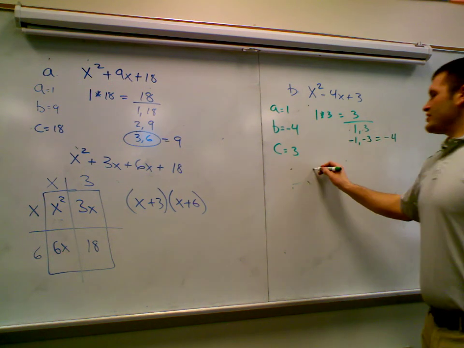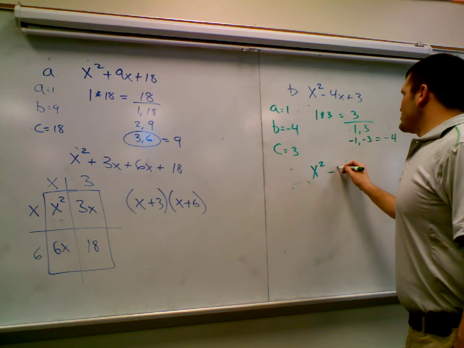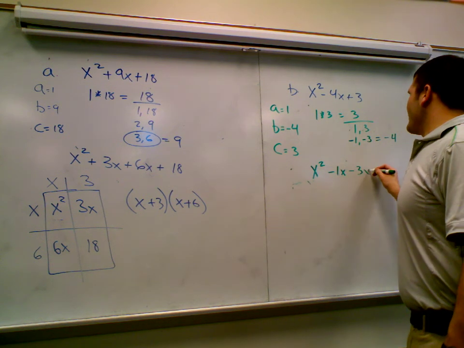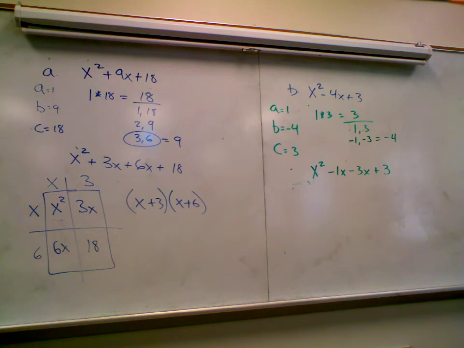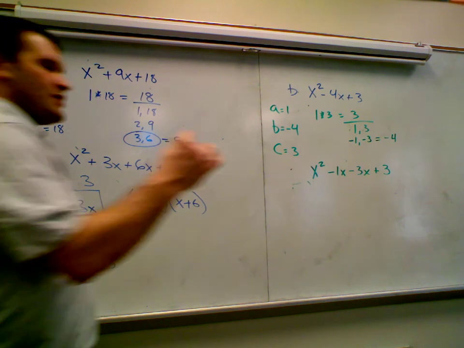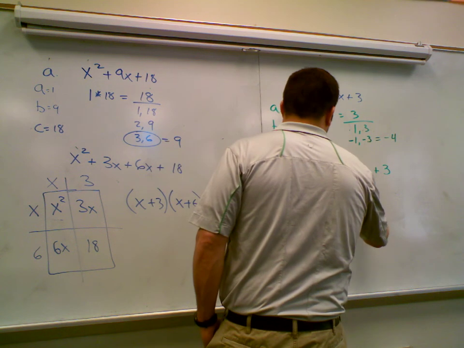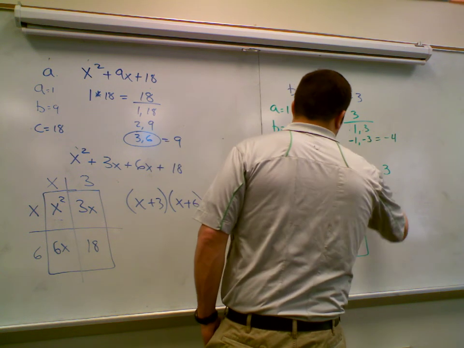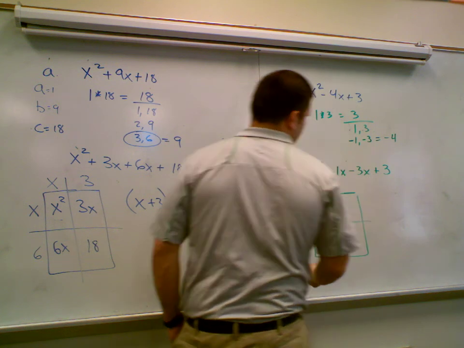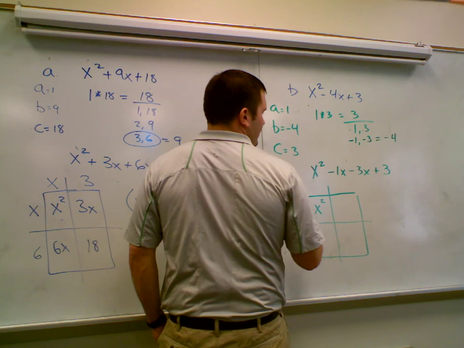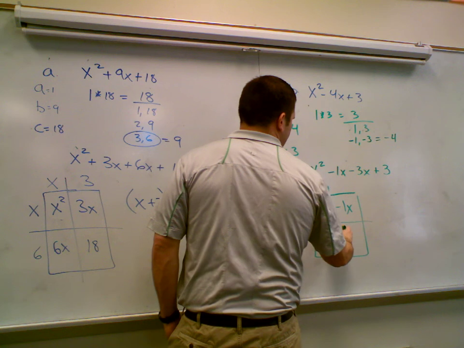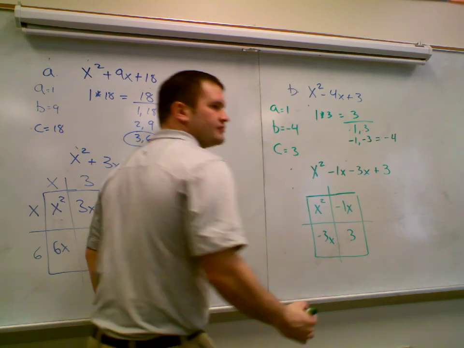So what that means now is that my negative 4 becomes negative 1x, negative 3x, plus 3. Does that make sense, guys? Does that make sense? Yes. So draw our box. Well, since A is 1, x squared goes there. Negative 1x, negative 3x, 3. Okay.